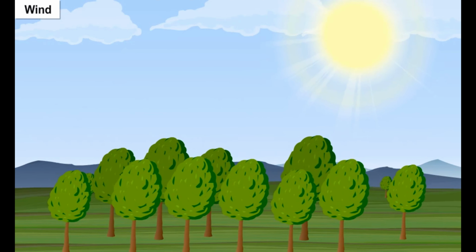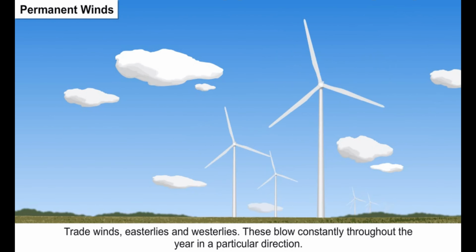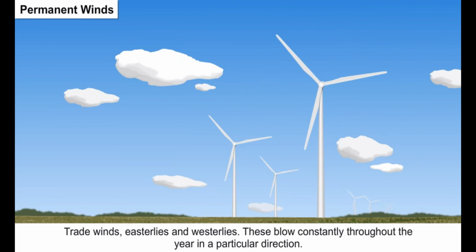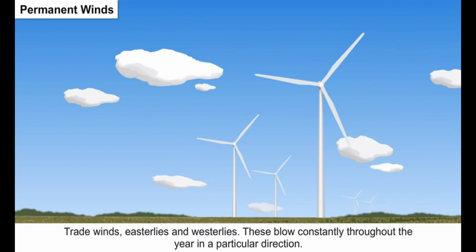Various wind systems are created according to the pressure belts. There are 3 major types of winds. Permanent winds. Trade winds, easterlies and westerlies. These blow constantly throughout the year in a particular direction.